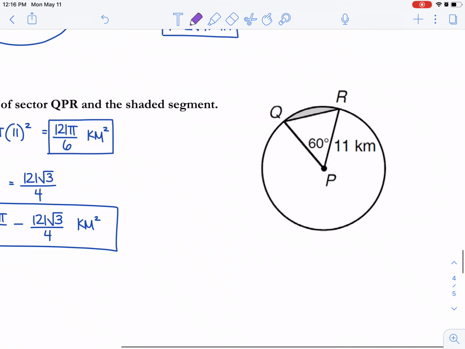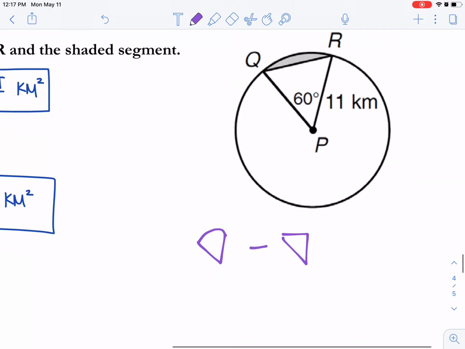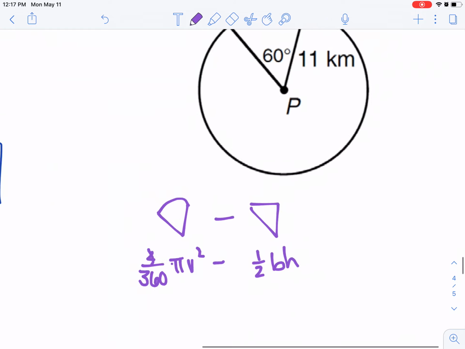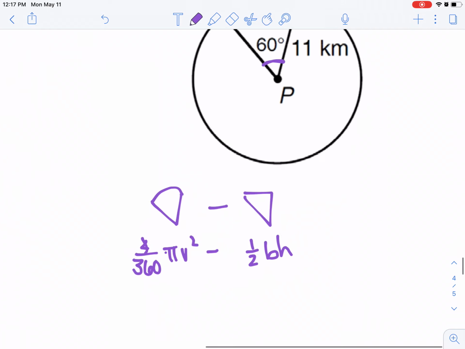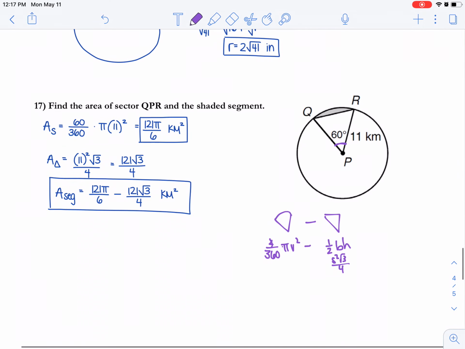So remember to find, it's like finding the area of the crust. You have to find the area of the whole slice of pizza and subtract the triangle first. So it's going to be angle over 360 times pi r squared minus 1/2 base times height. Or, as you see in this one, if our central angle is 60 degrees, that means it's an equilateral triangle. So you can use side squared root 3 over 4 instead, which is the one that we used here for the triangle since it's equilateral. And then you just simply subtract these two for your final answer.